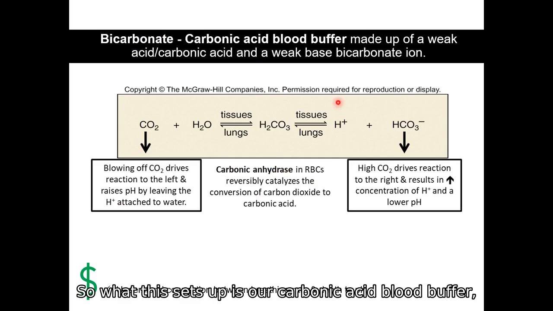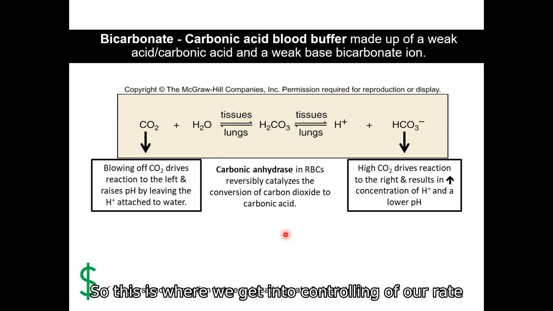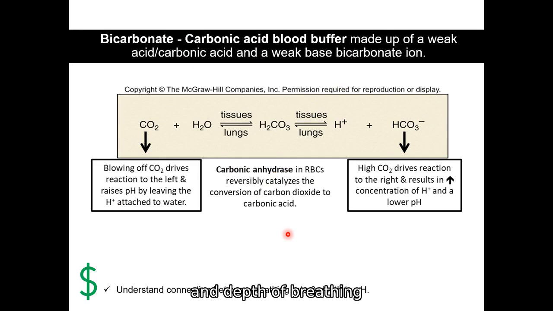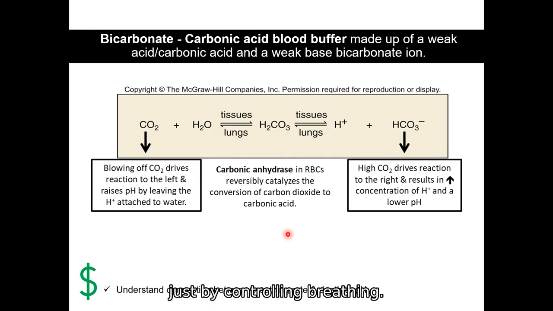So what this sets up is our carbonic acid blood buffer. And buffers are usually made up of a weak acid and a weak base pair. So this is where we get into controlling our rate and depth of breathing as it relates to pH. Okay, so not to oxygen. And the respiratory system is very powerful in adjusting short-term pH, right, just by controlling breathing.